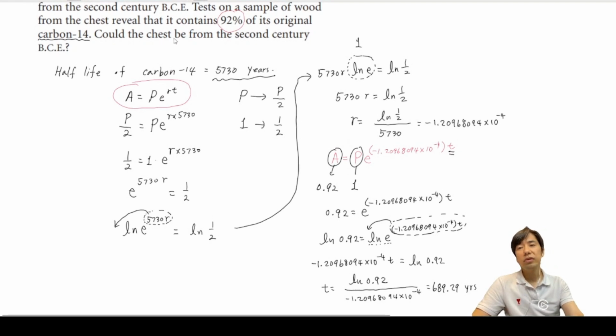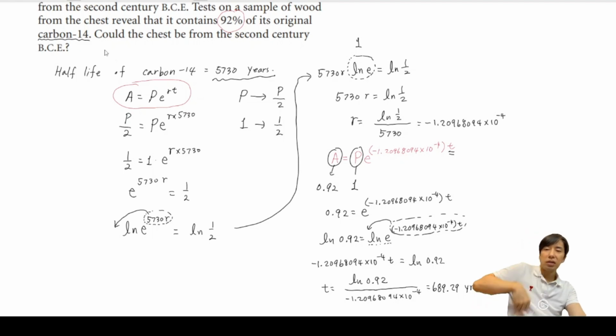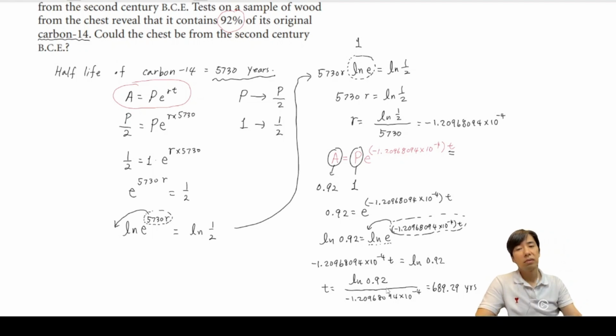So could the chest be from the 2nd century BCE? Absolutely no, okay? 2nd century means it's like, what? BCE 100 something years. We're in like 2024 right now, so 600 or 700 years ago is not obviously what? 100 some number of years, okay? So the answer is no.